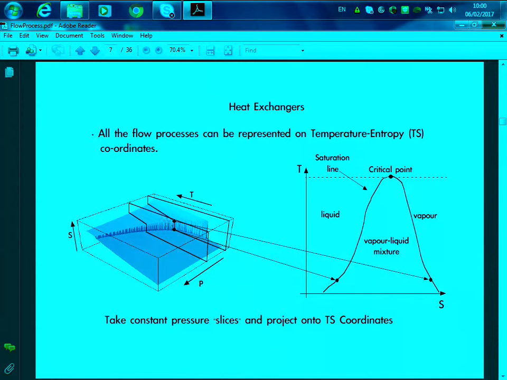So a graphical representation of what is happening in a heat exchanger can be observed through these charts. And you can see those charts shown in a lot of textbooks. However, these charts are not applicable as soon as you have multi-component fluids. So they're nice to see and read, but when you have multi-component fluids, they're not very useful.